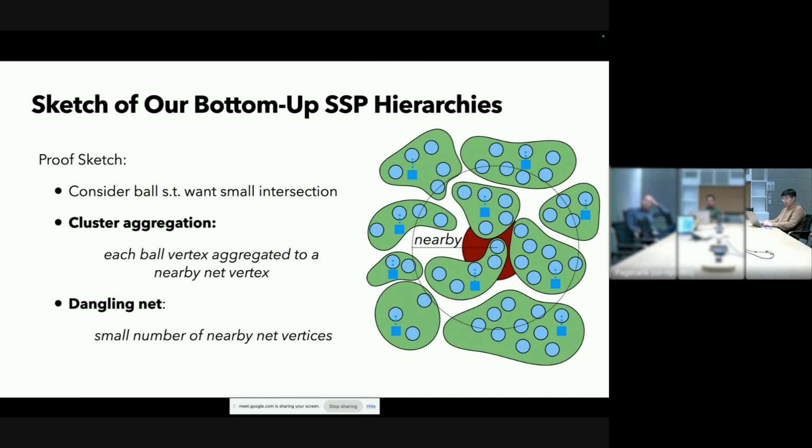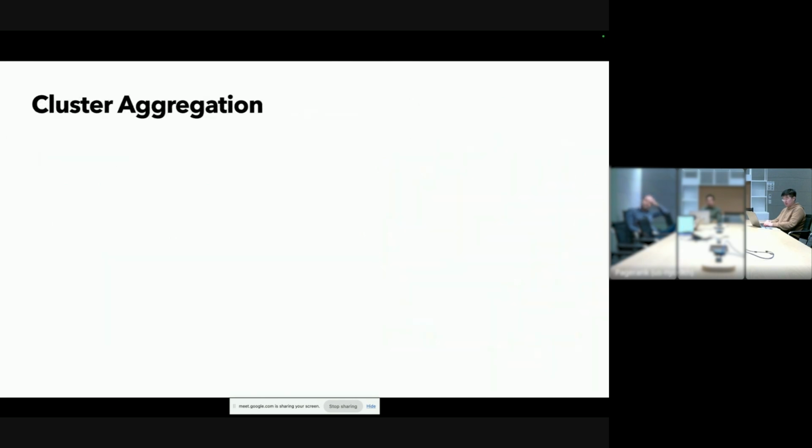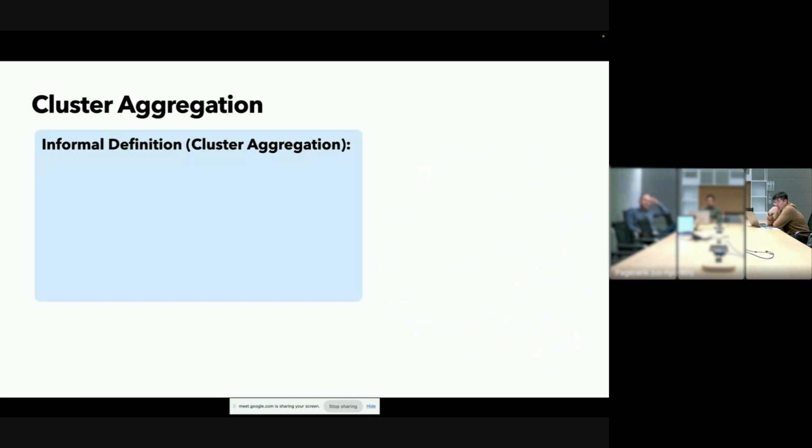Okay, I'm gonna move on. So I want to describe how to do this, and in order to do that, I have to actually tell you what these cluster aggregation, dangling net objects, and subroutines are. So let me first start with cluster aggregation.